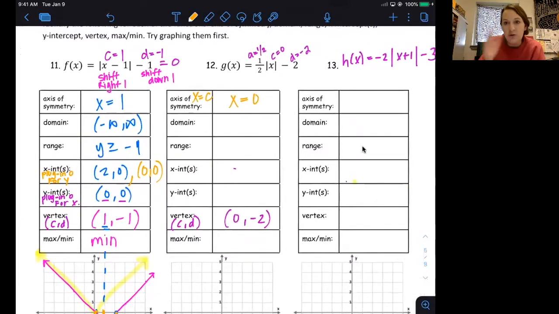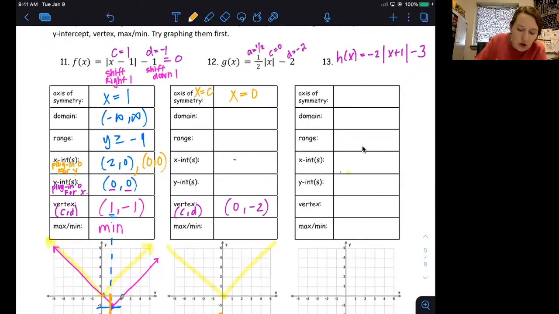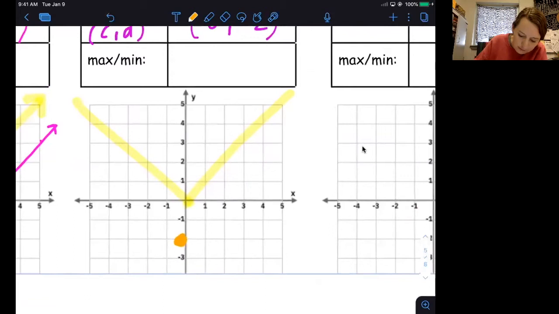So I don't shift left or right because nothing is in the absolute value, but I am going to shift down 2 from that d value. So I'm going to go ahead and shift down 2. So right here, my vertex is at 0, -2. Now, my slope is my a value. So I'm not reflecting it. I'm still going up and to the right, 1/2, because my slope is 1/2.